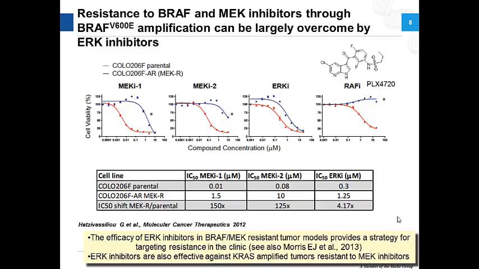So ERK inhibitors, as shown here, can essentially maintain their potency against the COLO206 MEK-resistant cell line that has amplification of BRAF V600E. This cell line is resistant to both MEK and RAF inhibitors, but retains sensitivity to ERK inhibitors. The efficacy of ERK inhibitors in these BRAF-MEK dual-resistant tumor models provides a potential strategy for targeting this type of resistance in the clinic, and this has also been shown more recently by other groups. ERK inhibitors are also effective against KRAS-amplified tumors that are resistant to MEK inhibitors, suggesting again that there are distinct mechanisms of resistance between MEK and ERK inhibitors.